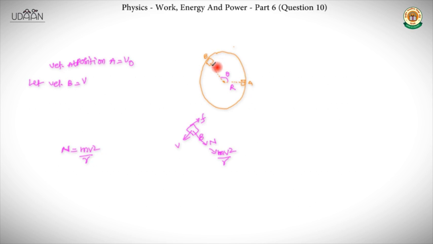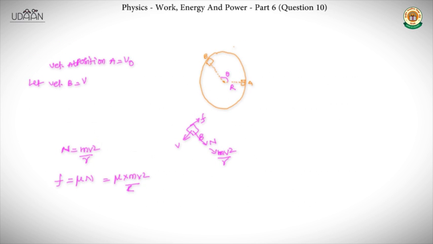Here there is no gravitational force in the picture, because this is the upper view of the body. The gravitational force acts downwards, into the paper. So the normal reaction will be equal to mv square by r, and as we know the frictional force is equal to mu into N. This will be equal to mu into mv square by r.